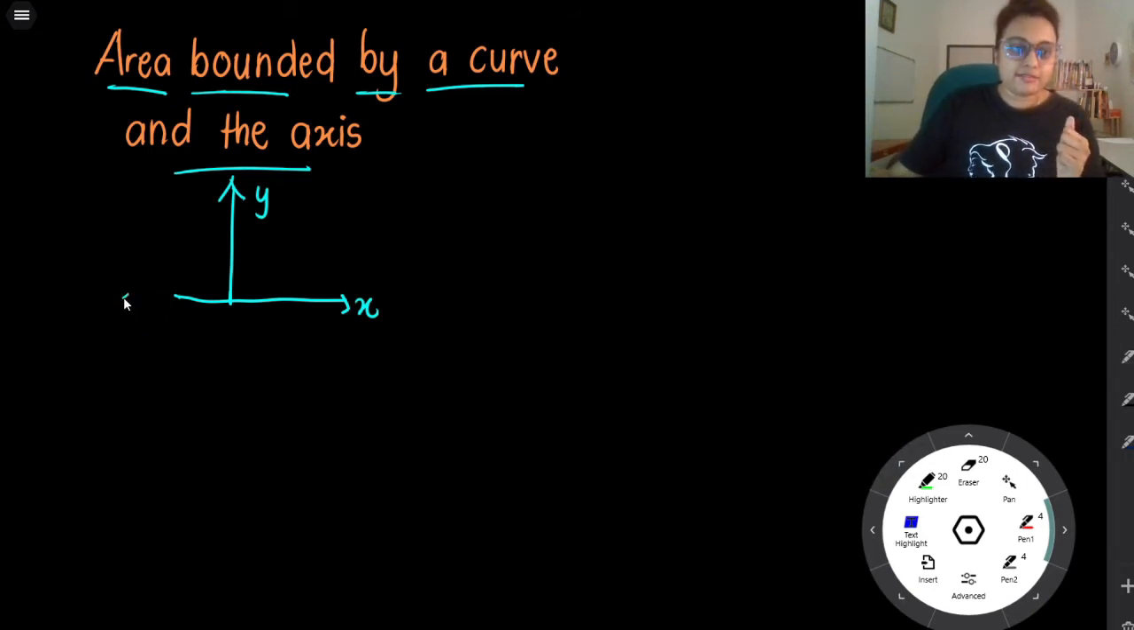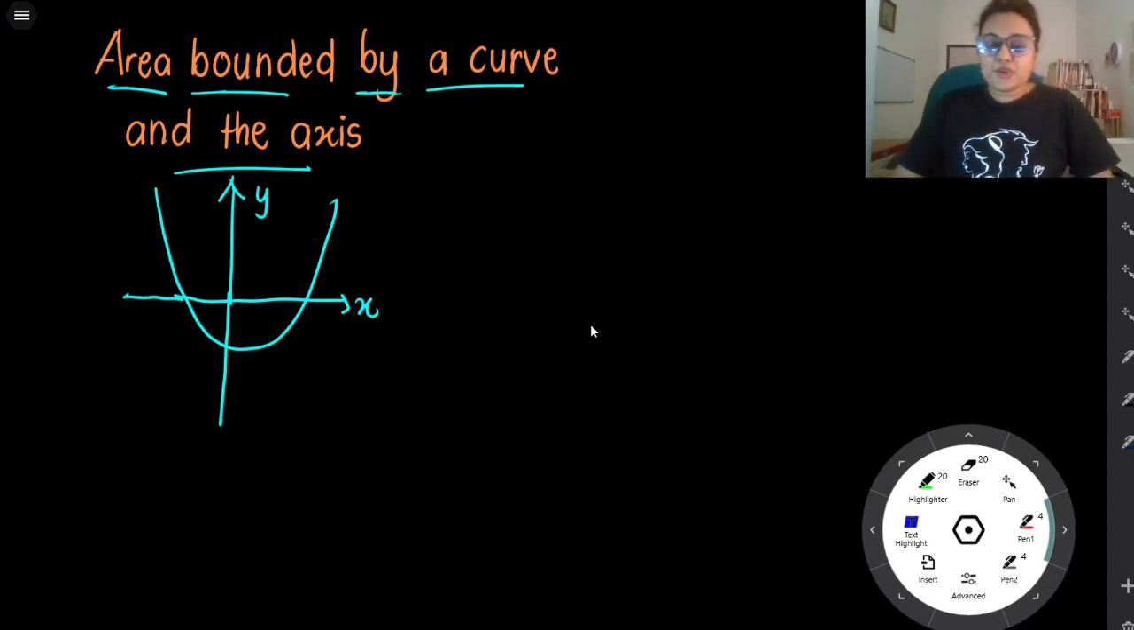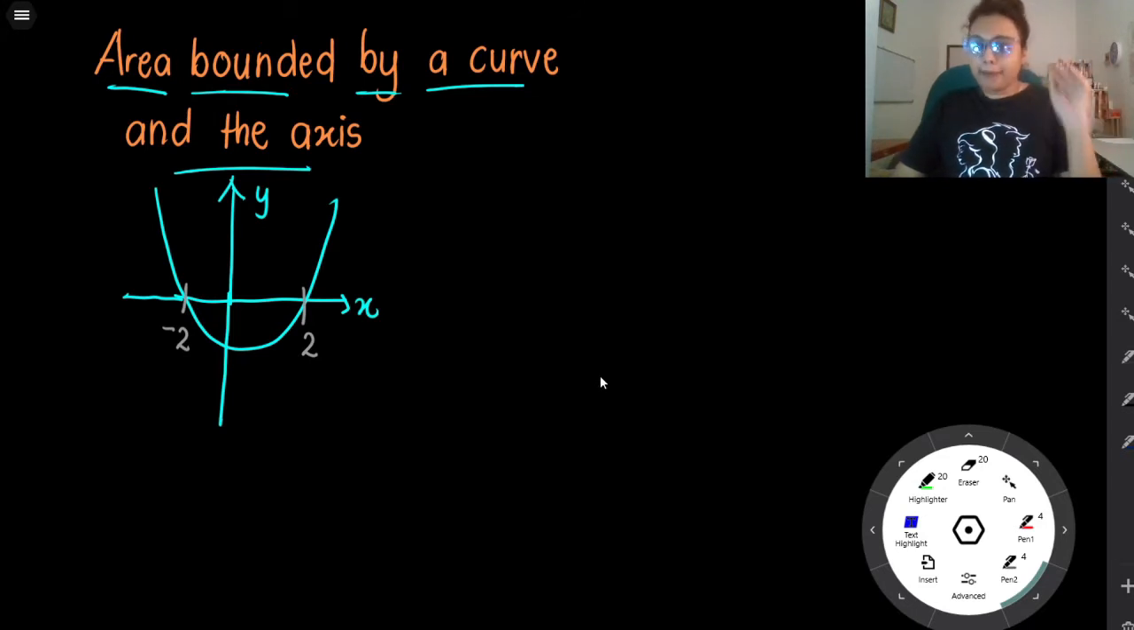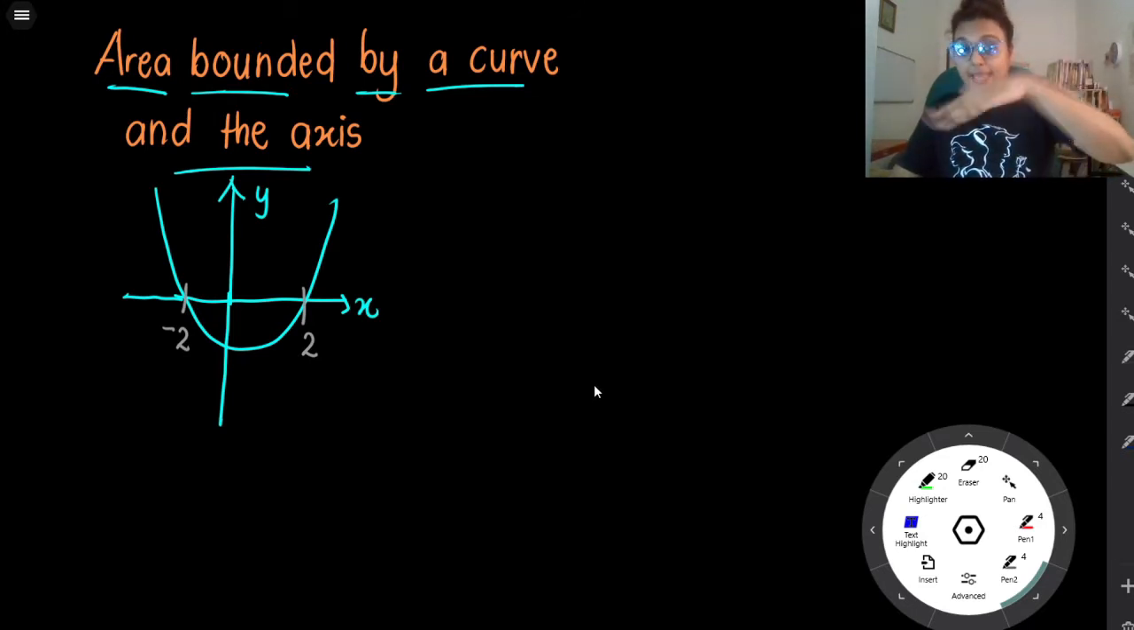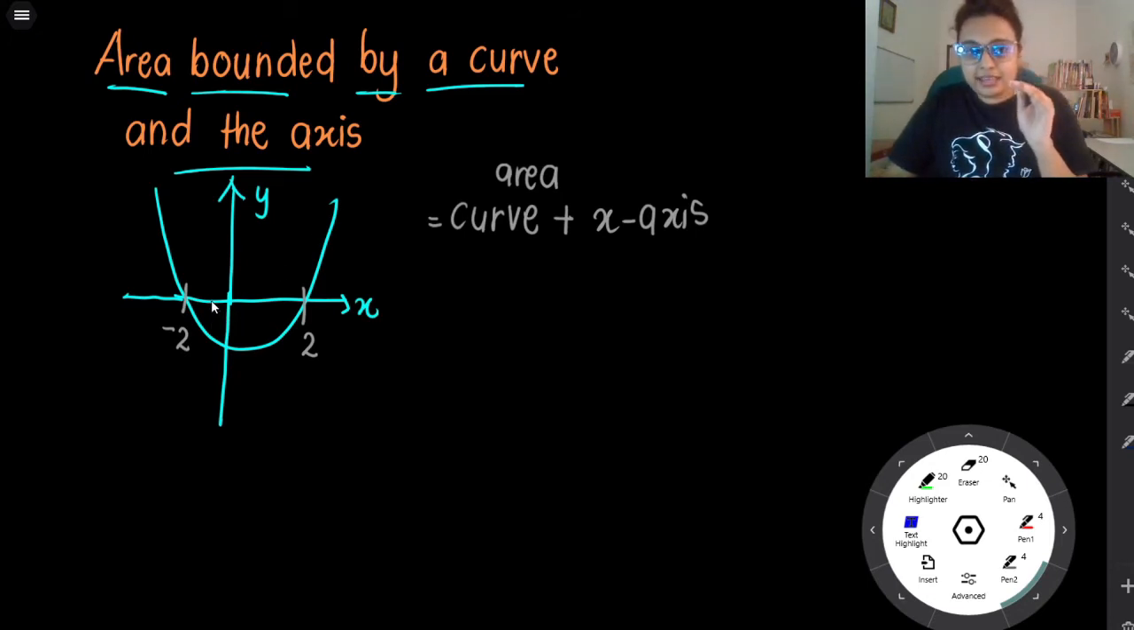Let's say this is our graph. We have a graph like this. It's a curve, a smiling face curve. What will happen here is, let's say you have a point here at -2 and a point here at 2. Area bounded by the curve and the x-axis. The area is bounded by the curve and the x-axis. Now when you have it like this, that means the area is this part.